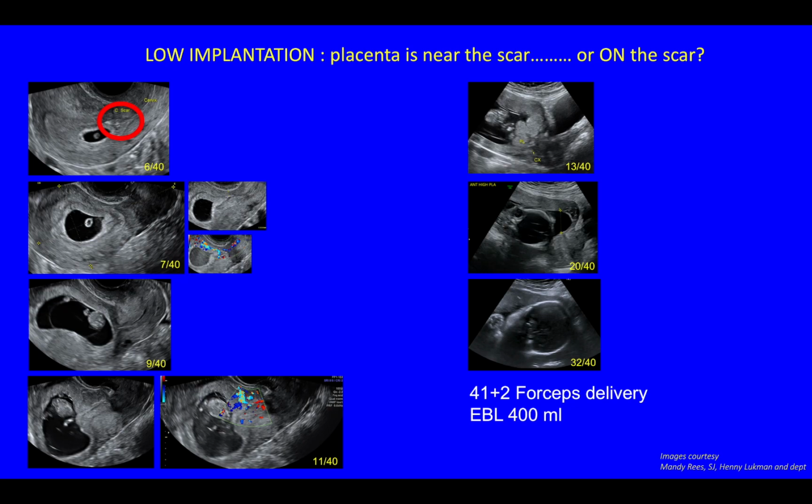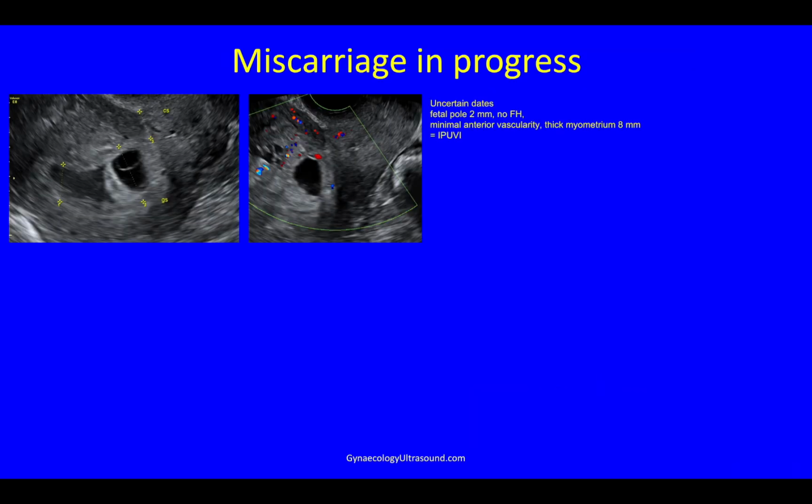It's the presence of decidua. If you look carefully, you can see some decidua between the scar and the gestation sac. So if you can see that, then it's near the scar, not on the scar. It's just low implantation, or miscarriage in process.